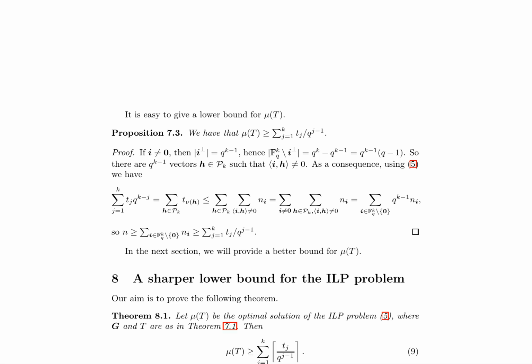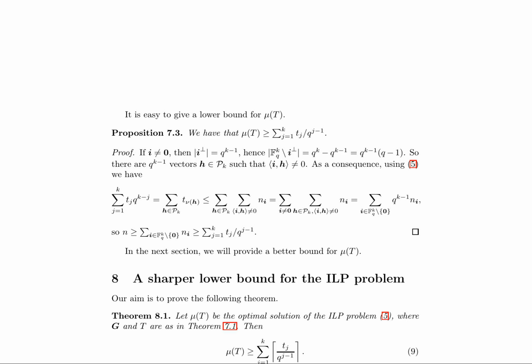or equal to the sum of Tj divided by q^(j-1), where Tj are variables in the integer linear programming, ILP, problem. This bound is derived by considering the case where I equals F_q^k and showing that there are q^(k-1) vectors h in P_k such that the inner product of T and H is 0, leading to an inequality involving the sum of Tj divided by q^(j-1).